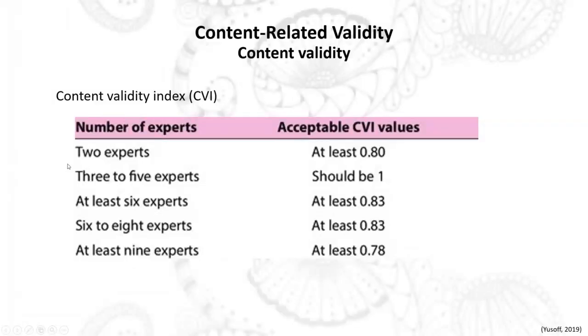For 3 to 5 experts, usually we invite 3 to 5. Of course, you can invite more. The range of the CVI score is from 0 to 1. Closer to 1 means better content validity. If you have 3 to 5 experts, it should be near 1. Not exactly 1, but near 1, maybe 0.9 something. Then it is an acceptable CVI. Acceptable CVI means that the questions in the scale are sufficiently good and appropriate to reflect the construct.